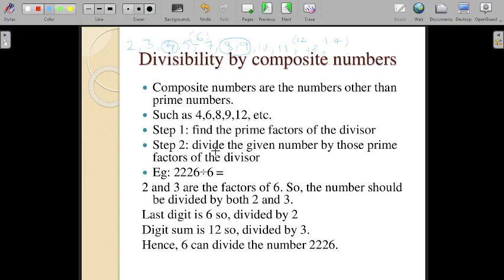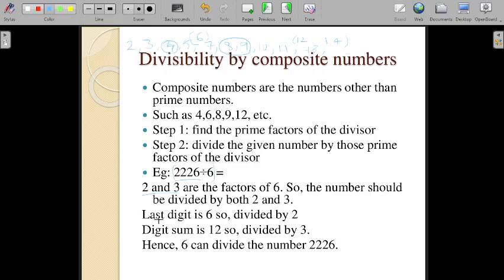See, step 1, first of all we have to find the prime factors for this divisor. Step 2, divide the given number by those prime factors of the divisor. For example, let's say 6 is here. For 6, what are the prime factors? 2 and 3. So if the given number is divisible by both 2 and 3, then the whole number is divisible by 6. Simple thing.